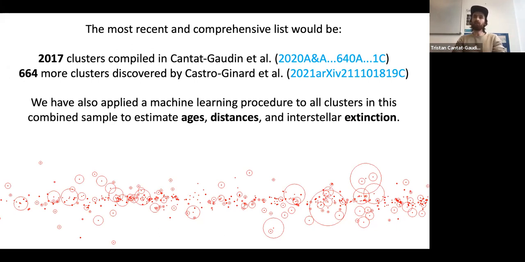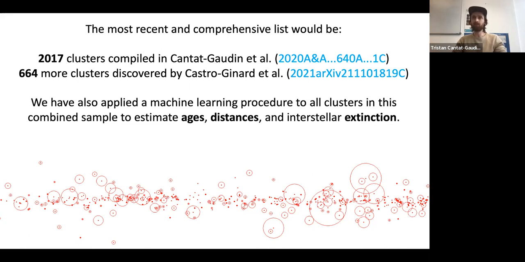And I have also applied a procedure to estimate the ages and get a better distance and estimate of the interstellar extinction for all of these clusters. And again, this is not a revolutionary thing that we can get ages and distances for clusters, but they used to be studied one by one. And now we have hundreds of thousands of clusters in a single sample. So we need to come up with a method that can deal with all of them homogeneously, not one method for the nearby ones and a different method for the old ones.